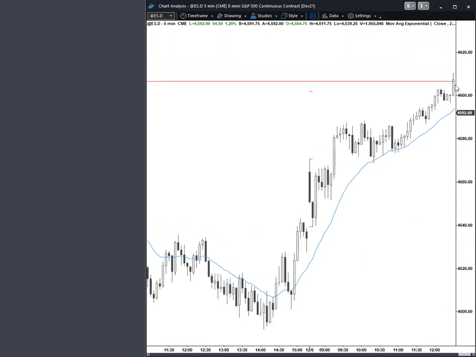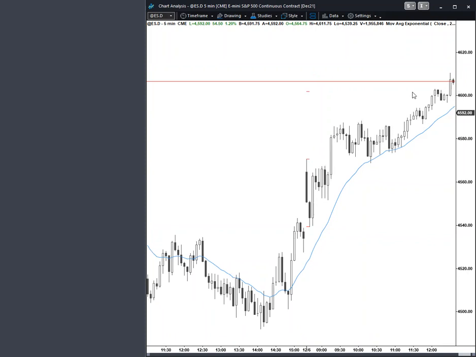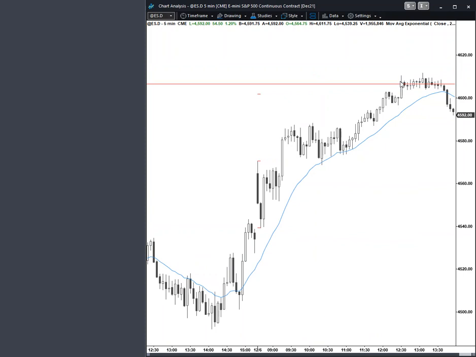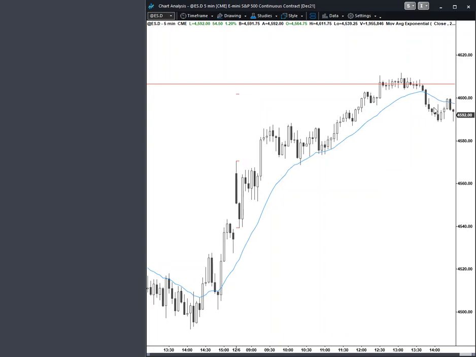And big bull bar. So probably going lower or sideways, probably not going much higher for the rest of the day. And there you go. We went sideways for about 10, 12 bars, sold off, and rallied into the close.